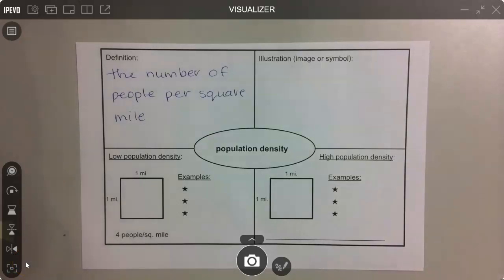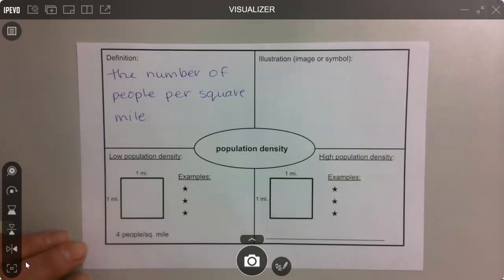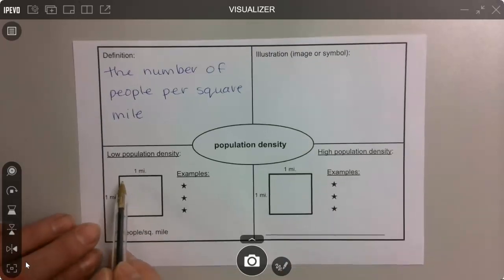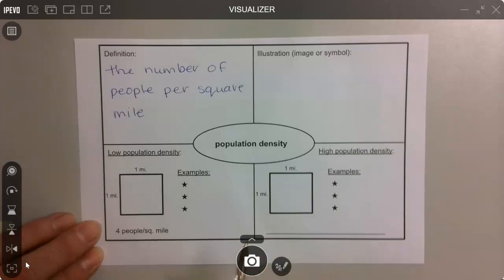Okay, so we're going to do the illustration last, but down here, let's look at what it would look like to have low population density and what high population density would look like. So remember, a square mile is an area of land that is equivalent to a square that is 1 mile by 1 mile by 1 mile by 1 mile. So let's look at what low population density would look like.